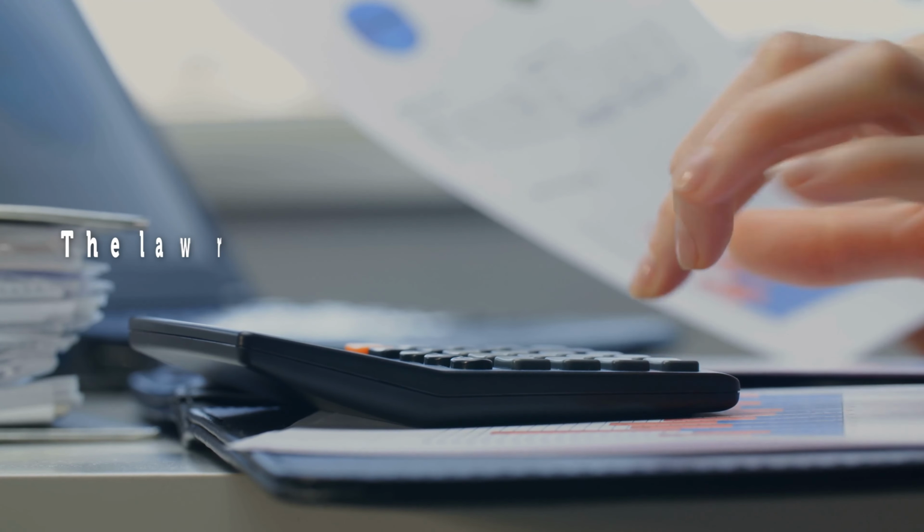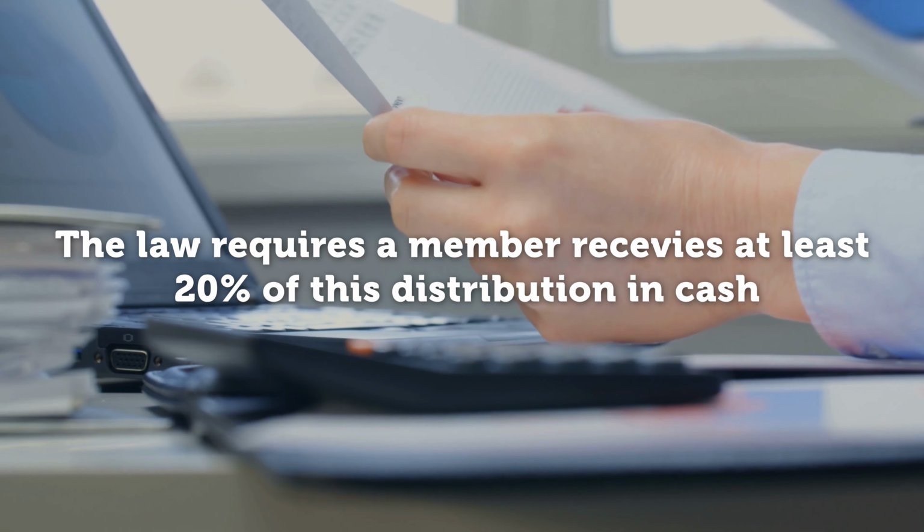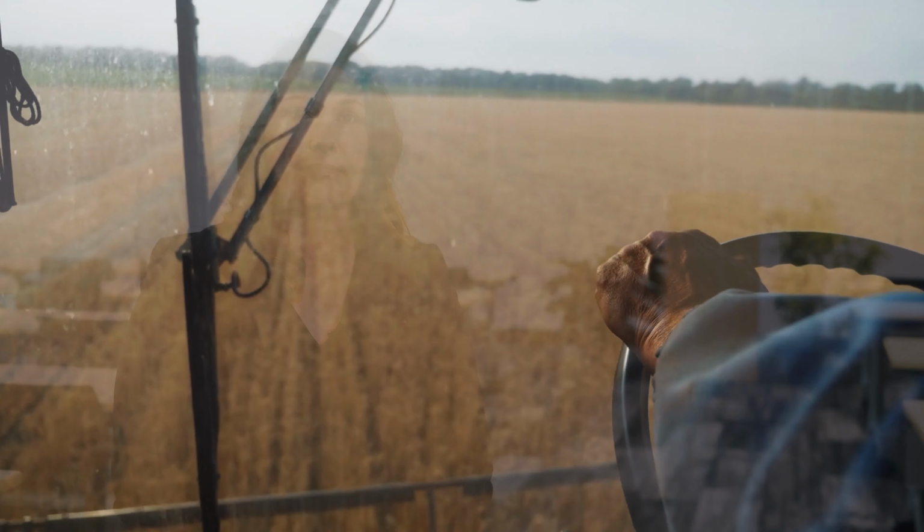Because of this, the law requires that a member receive at least 20% of this distribution in cash. Typically, cooperatives pay a higher percentage of cash because the member's tax obligation is greater than 20%.